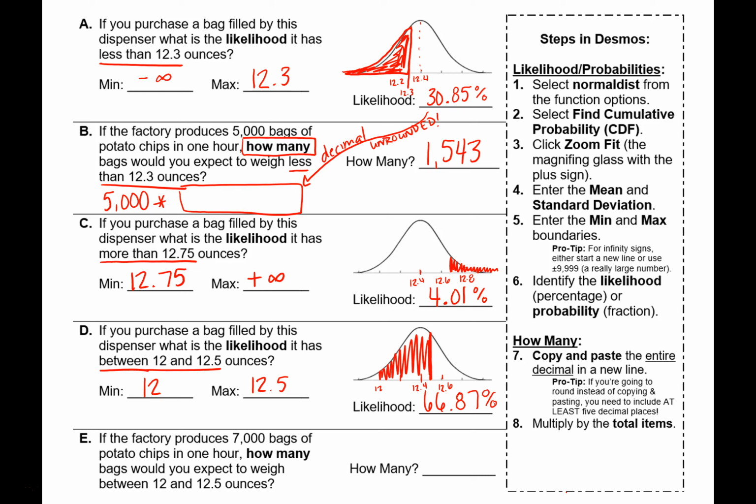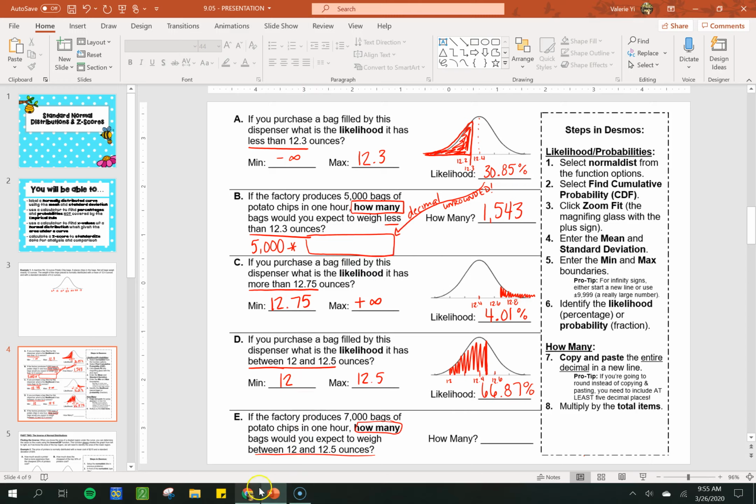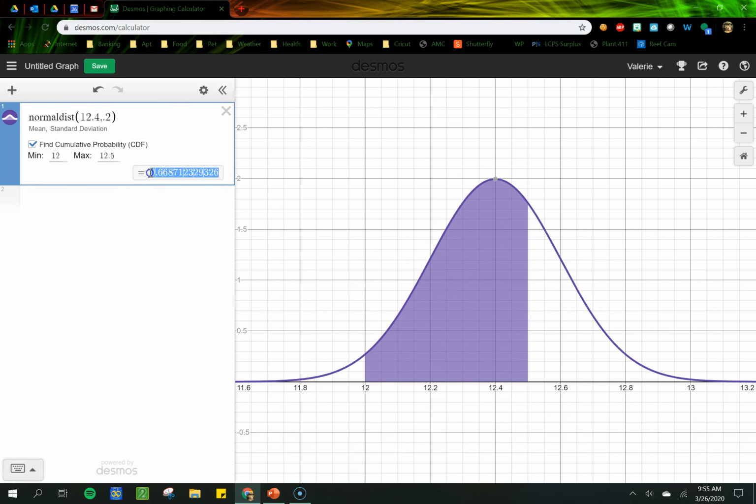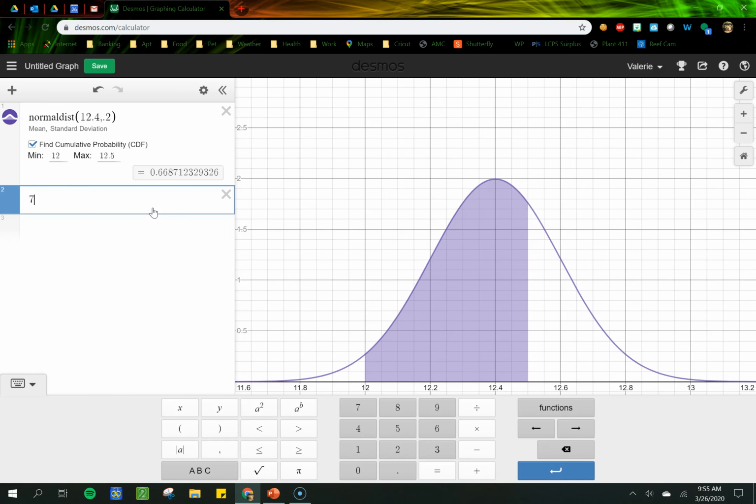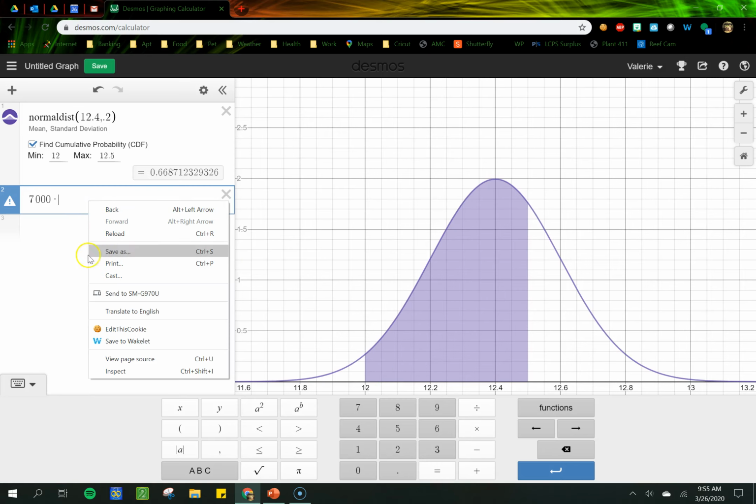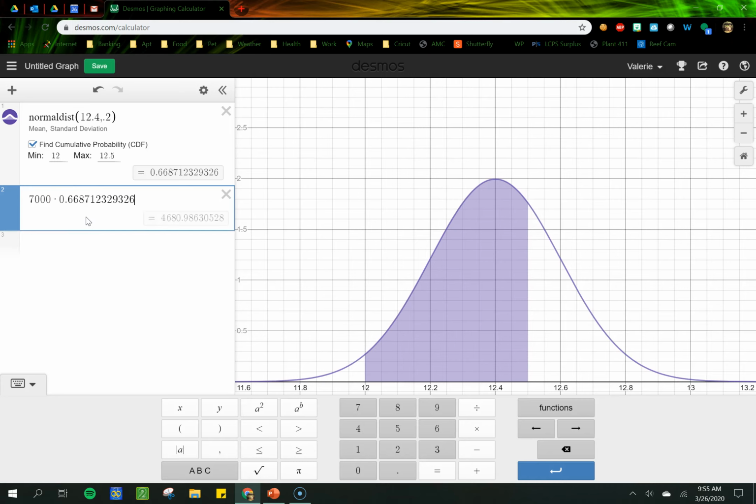Okay, we have another one where we're looking at how many, and we're still working within that 12 and 12.5 bags, but this time we're looking at 7,000 bags of potato chips, and how many of those 7,000. So as we did before, we are going to copy this value from Desmos, and then we're going to put in the 7,000 times, and then I'm going to use Control V to paste that very detailed number and get our number here. We're going to round to whole numbers because we're talking about bags of potato chips. So 4,681 bags.